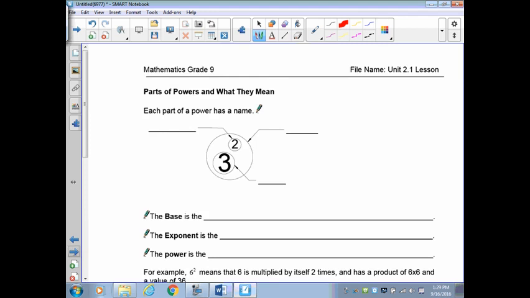So, what are the parts of a power? You're going to be asked to manipulate these things, so you have to know what each of the names is. The 2 here is referred to as the exponent. The 3 is called the base, and the whole thing is called a power.